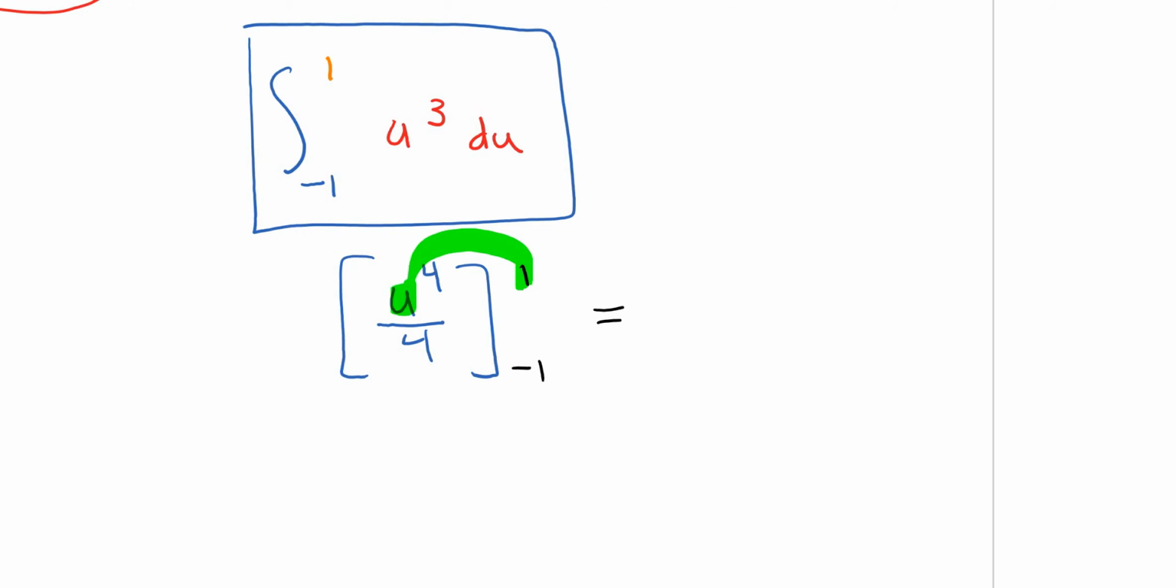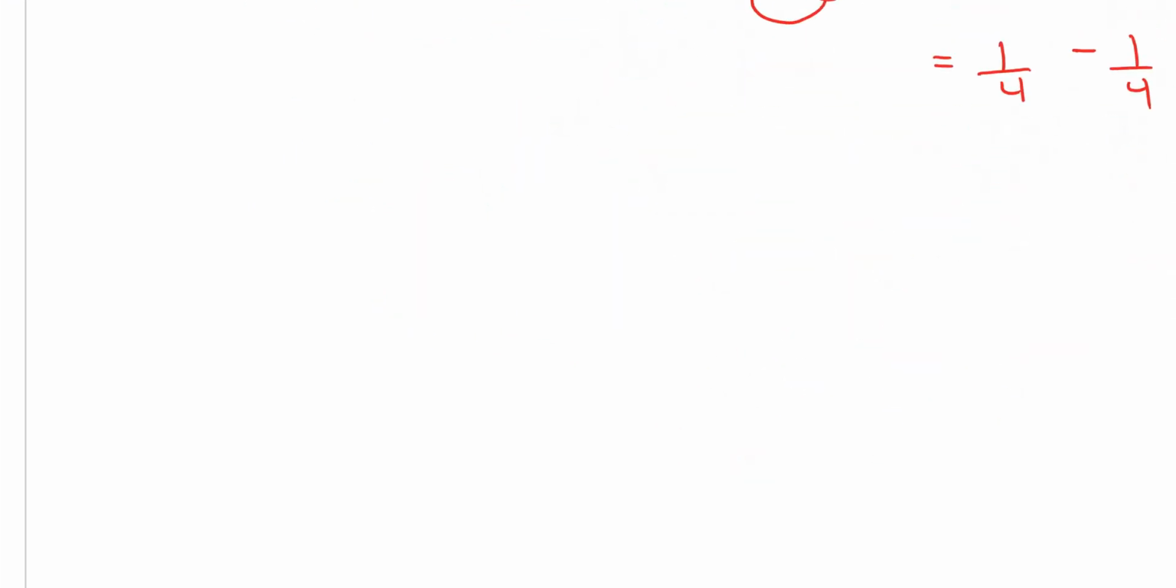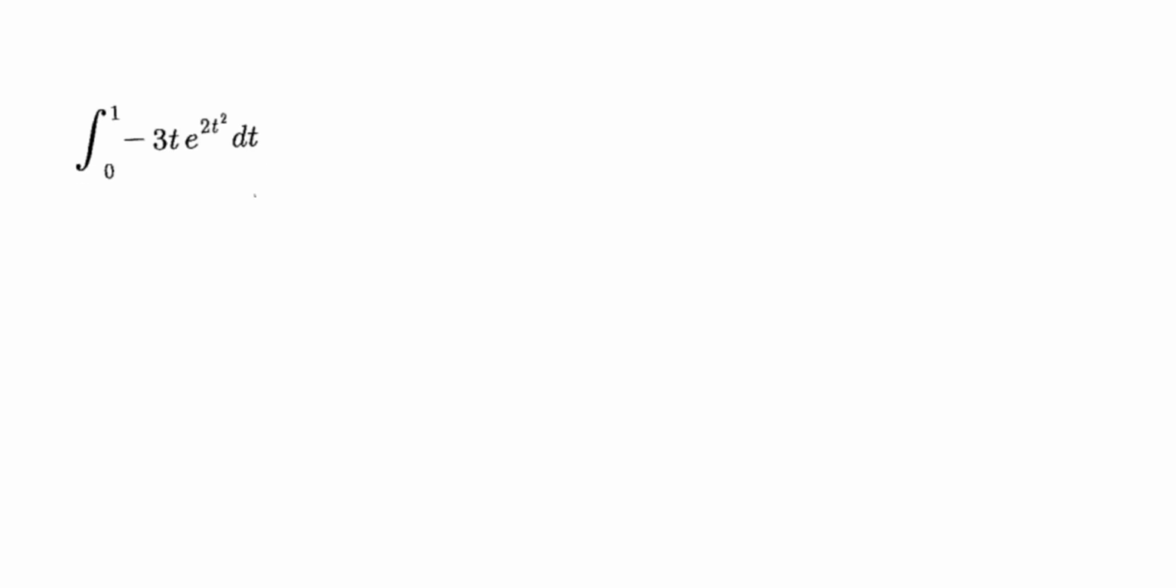If I plug in the 1 right away, I would get 1 to the power of 4 divided by 4, minus, and then my lower boundary would go in there now. So that's going to be -1 to the power of 4 divided by 4. So this will be 1 over 4 minus 1 over 4, and that just gives me a final answer of 0. Alright, so that wasn't too bad. That was a bit faster than the previous questions, and hopefully as we do a few more, the questions will become a little bit easier.